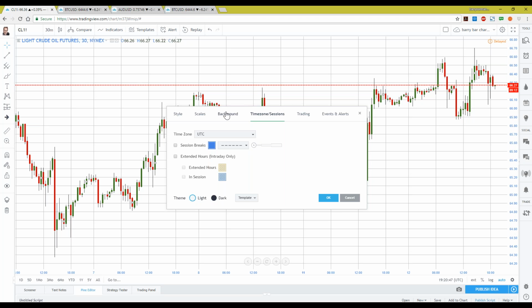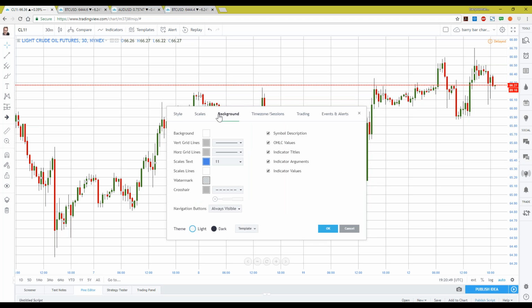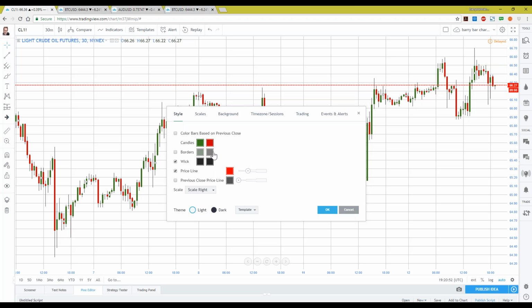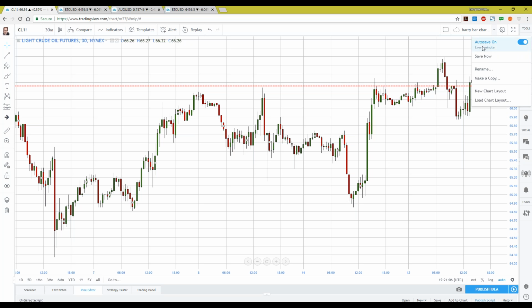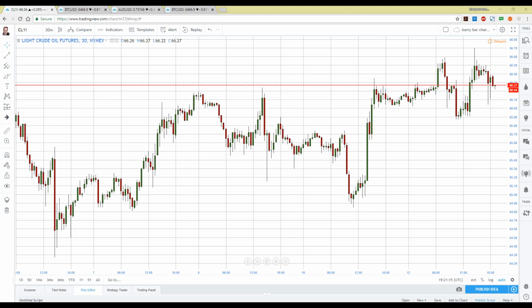Okay. You can also set up the colors and the background and the grids and the color of our candles, how we want our borders on our candles, what price lines we want, and set them up and save our template. As you can see, we call this Barry's bar chart class, and I save it for my class, and I always know where I'm at, because the charts down below tell us the time frames we're looking at.